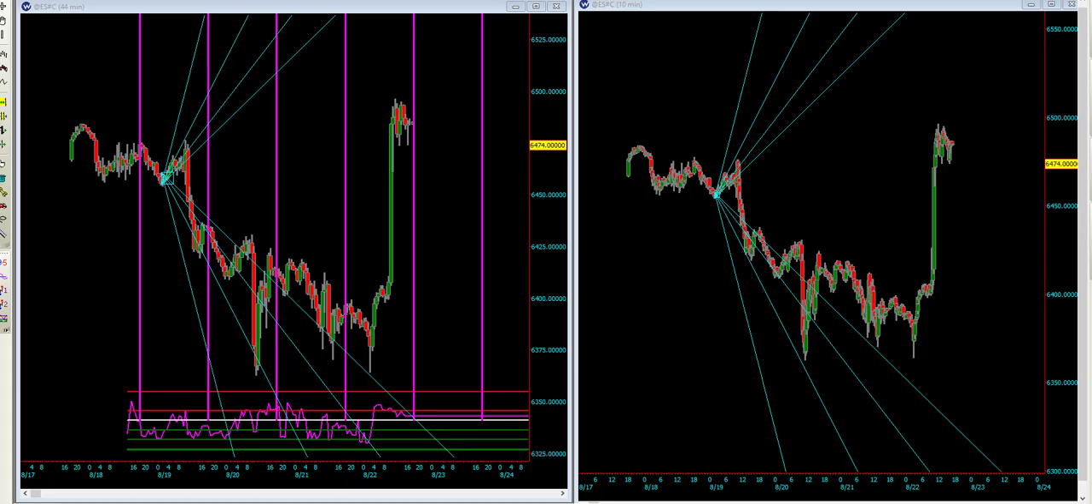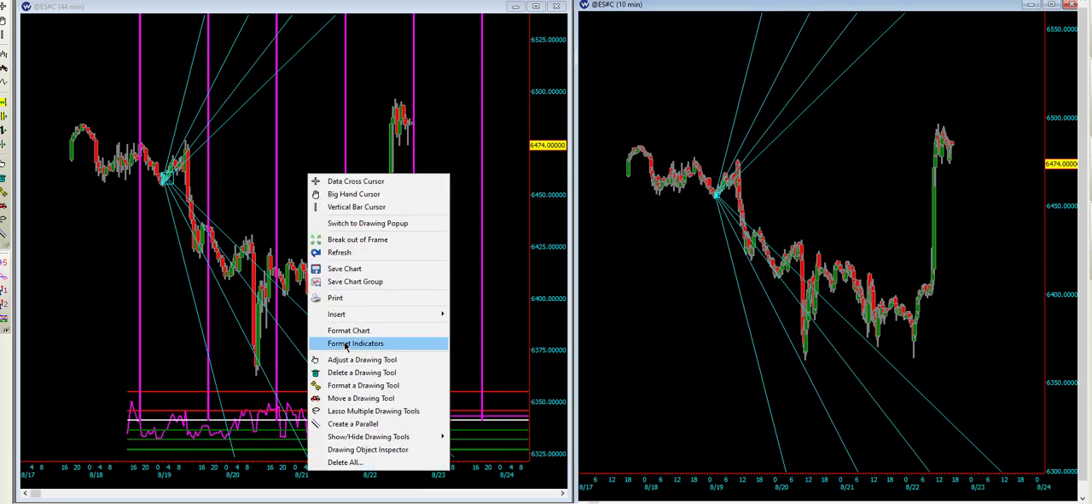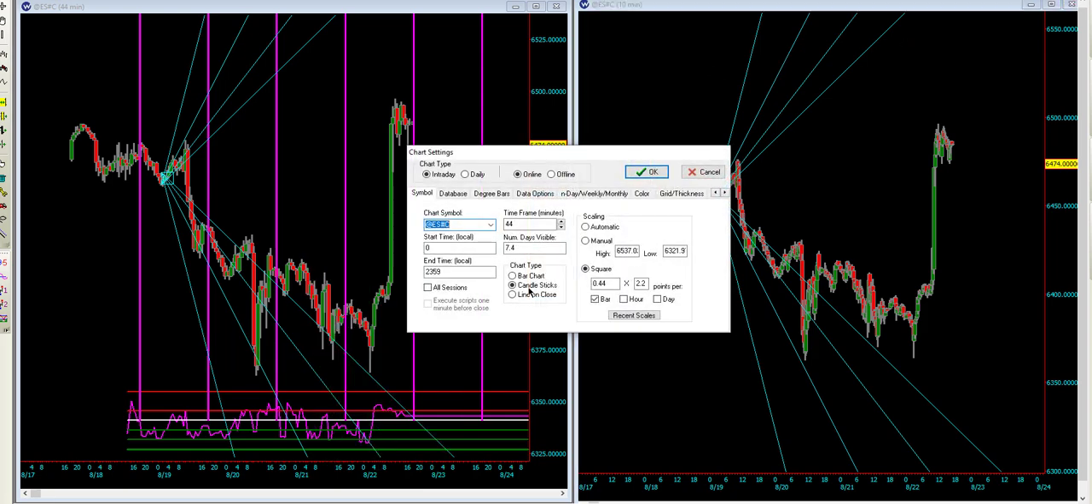In this next system we are going to use GAN wings to see how we can find the extreme endpoints and trade. In this system we have on the left chart ES 44-minute time frame, and we have a square which is 0.44 by 2.2 per bar.